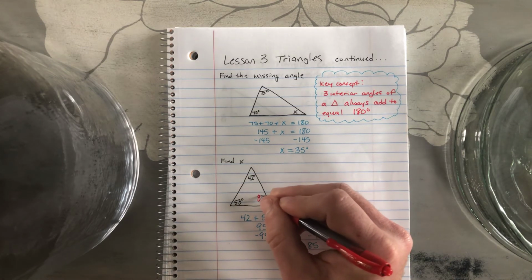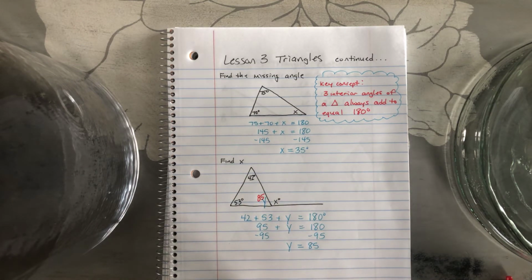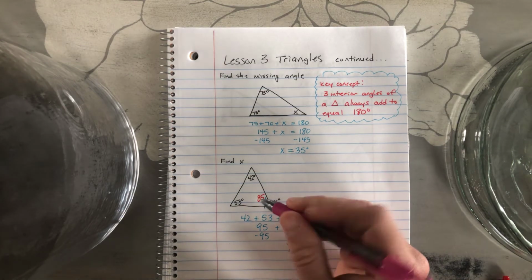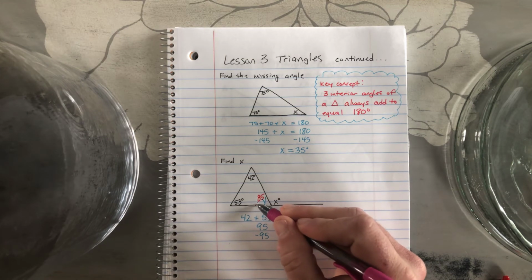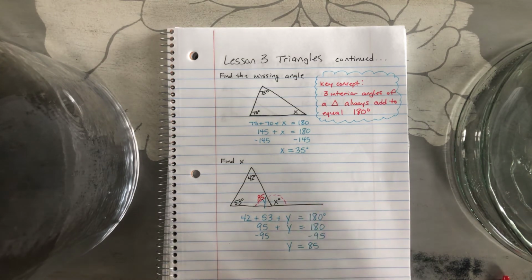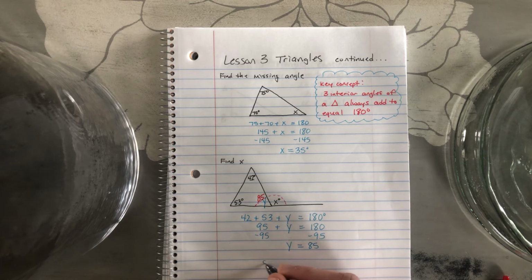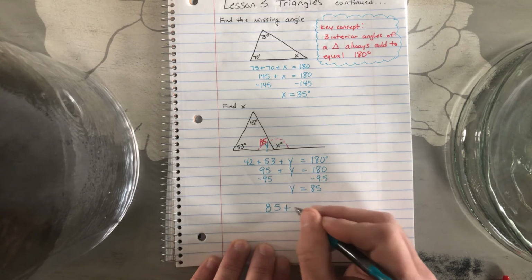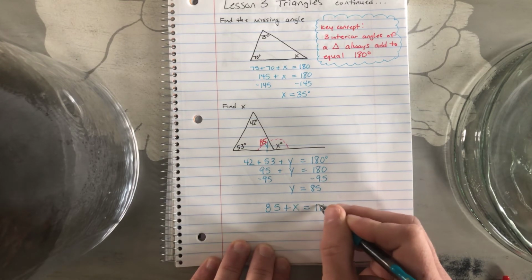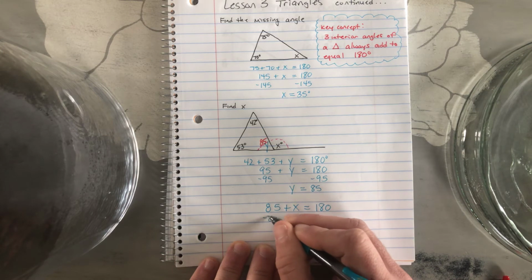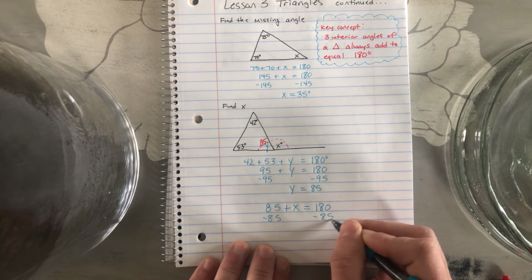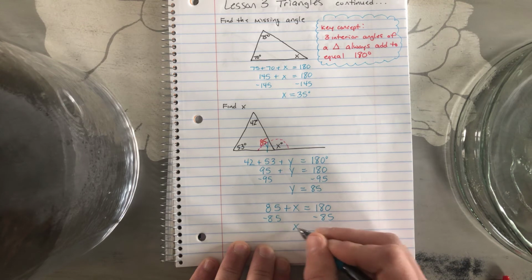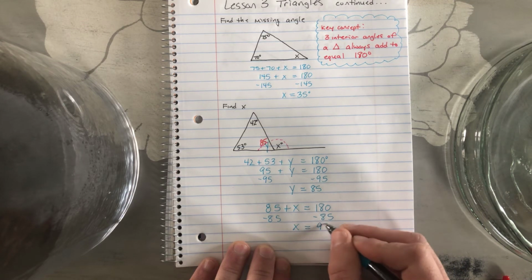Now, how does that help us find x? Hopefully you remember that creating a straight line from here all the way to here, that angle is going to be supplementary. That's going to be 180 degrees total. So we can take the 85, which was y, plus x. We know that those are supplementary. They create the straight line. So if we subtract 85, we'll get x is back to 95.